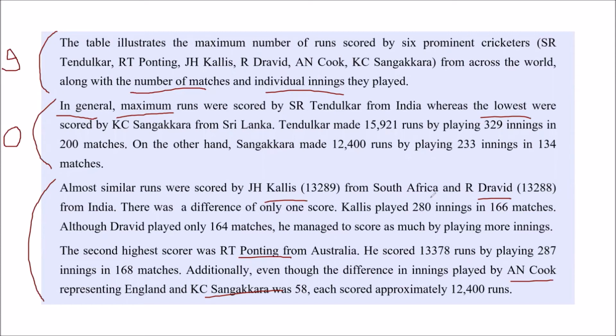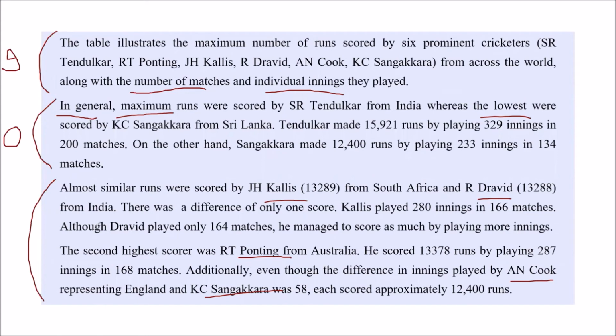So based on our observations, we have written almost similar runs were scored by J.H. Kallis from South Africa and R. Dravid from India. There was a difference of only 1 score. Kallis played 280 innings and 166 matches. Although Dravid played only 164 matches, he managed to score as much by playing more innings.